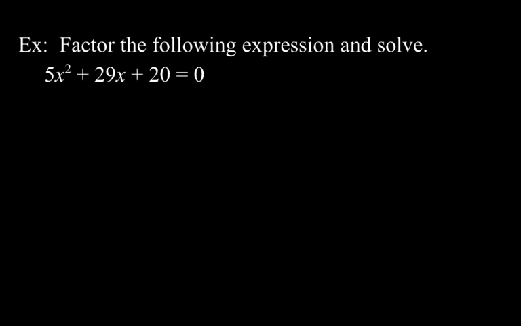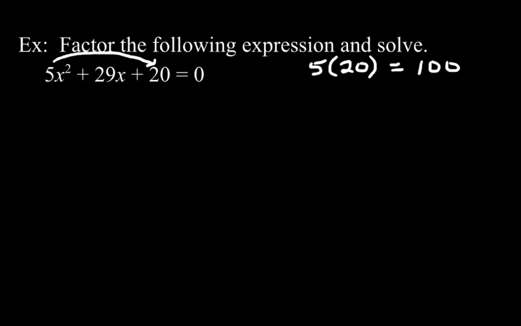Okay, we've reached our last example here, and again, it's factor the following expression and solve, so the main point here is factoring, but we want to remember how to solve as well. There's nothing we can factor out of all the terms. There's no greatest common factor, so we're going to take 5 times 20, and we actually get 100.